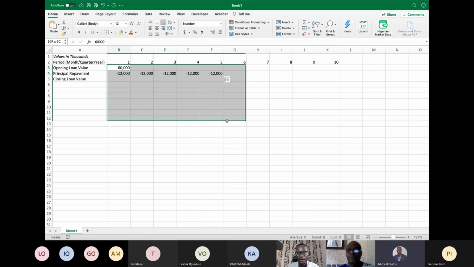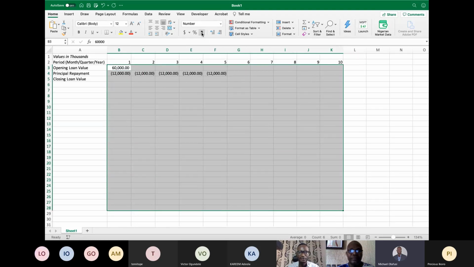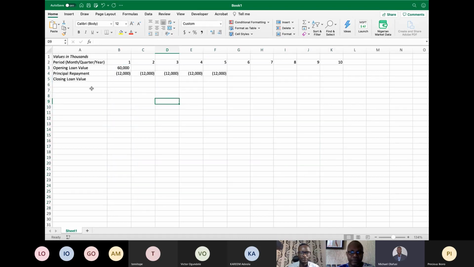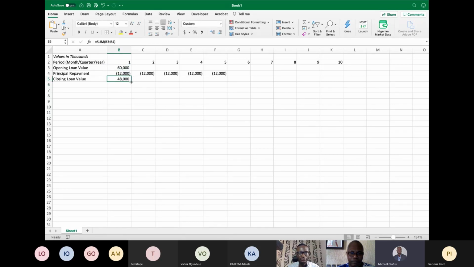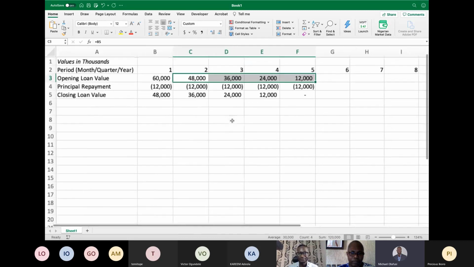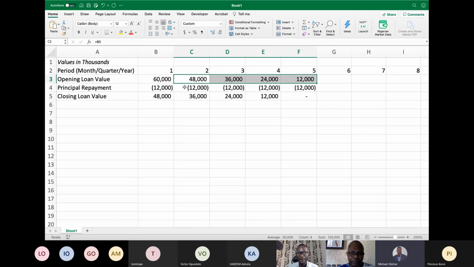In fact, let me use the accounting style formatting so that it looks a lot more like how you would want it to be. And we all know that our closing loan value is going to be equal to the opening minus the repayment. Since the repayment is in a minus, then we can just sum the two up. And last year's closing is this year's opening, so that one too is easy to sort out. So you see I'm building all of this from scratch. So now this is a loan repayment.